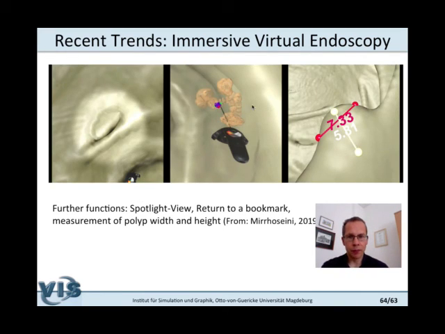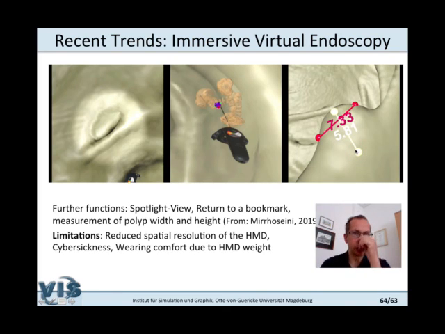Some further screenshots. There is a spotlight view that focuses the illumination on a certain portion. Here the user again returns back to one viewpoint he has specified before. And here you see the measurement facilities. We discussed interaction facilities with medical visualizations and measurement facilities, how to place measurement numbers and things like this. In a similar way, they also integrate 3D widgets here to measure the width and height of a polyp.